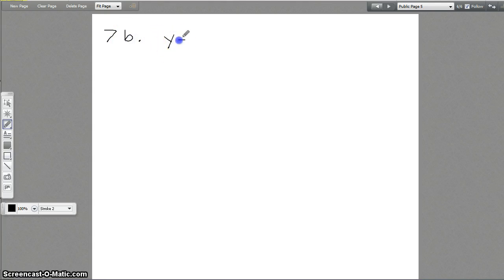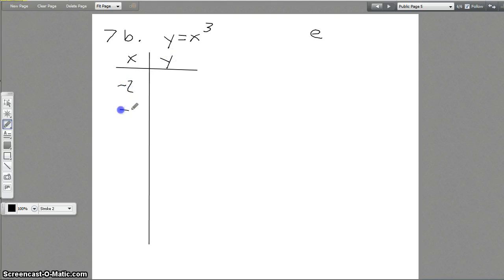7b is y equals x cubed. So first we'll do a table of values and then we'll draw a graph. The graph is part E. So let's draw my table of values. Okay, so we have our x and our y, and again our x is -2, -1, 0, 1, and 2.